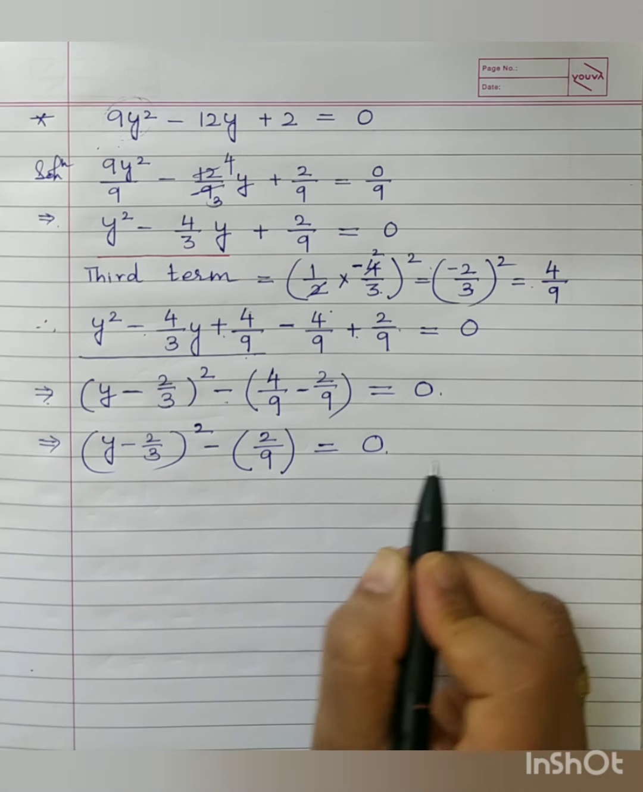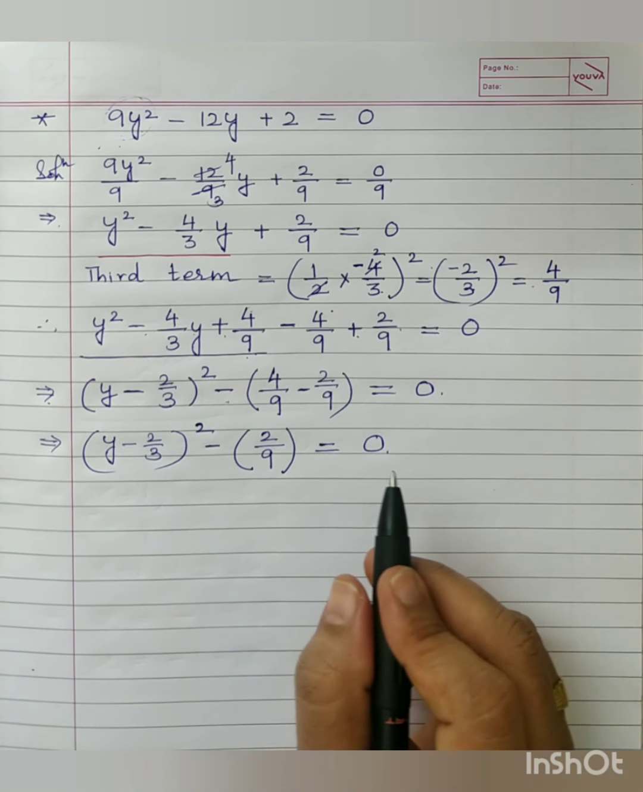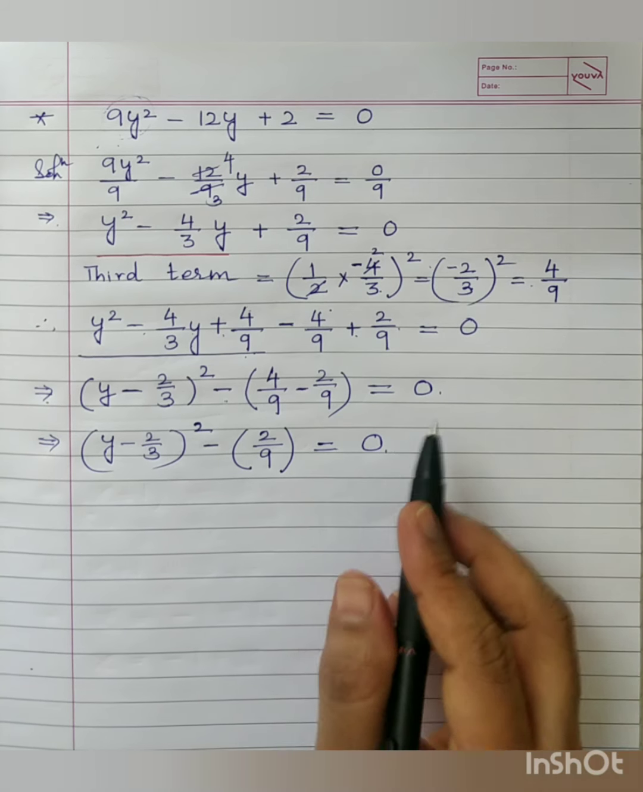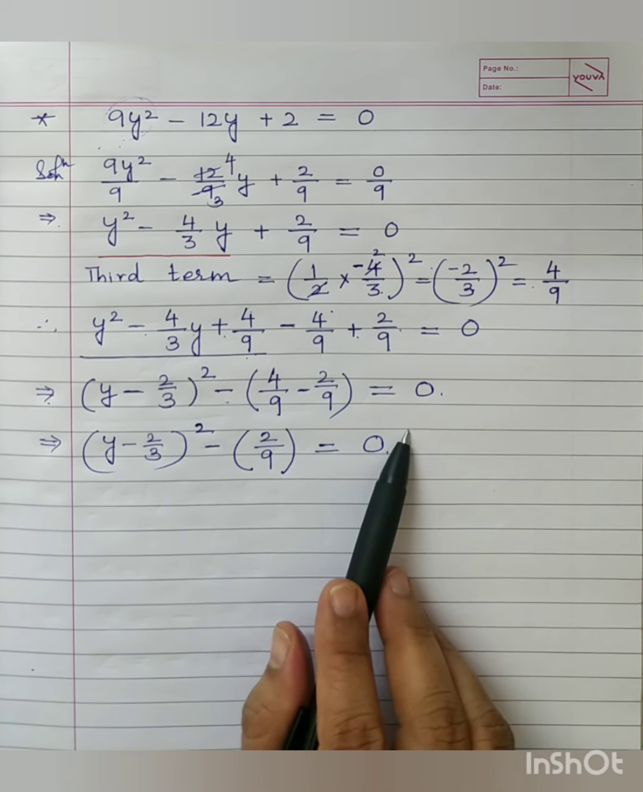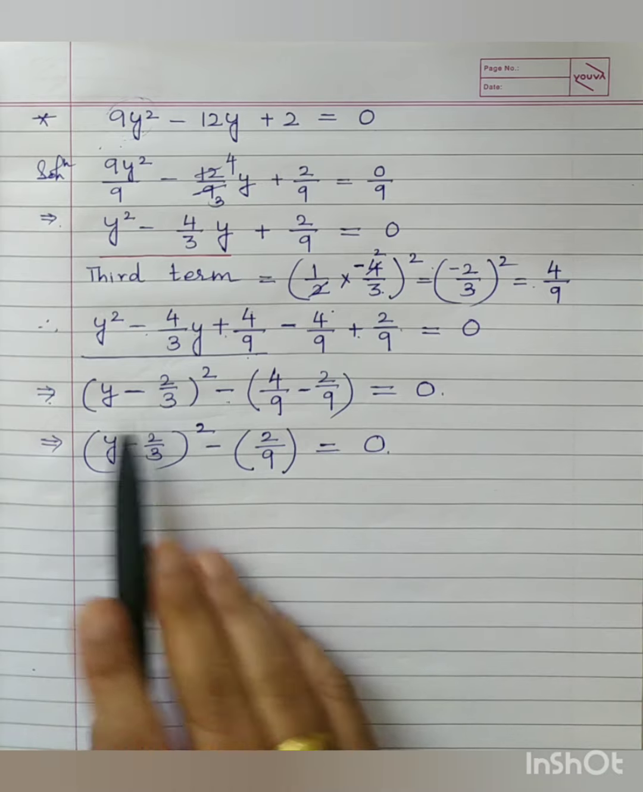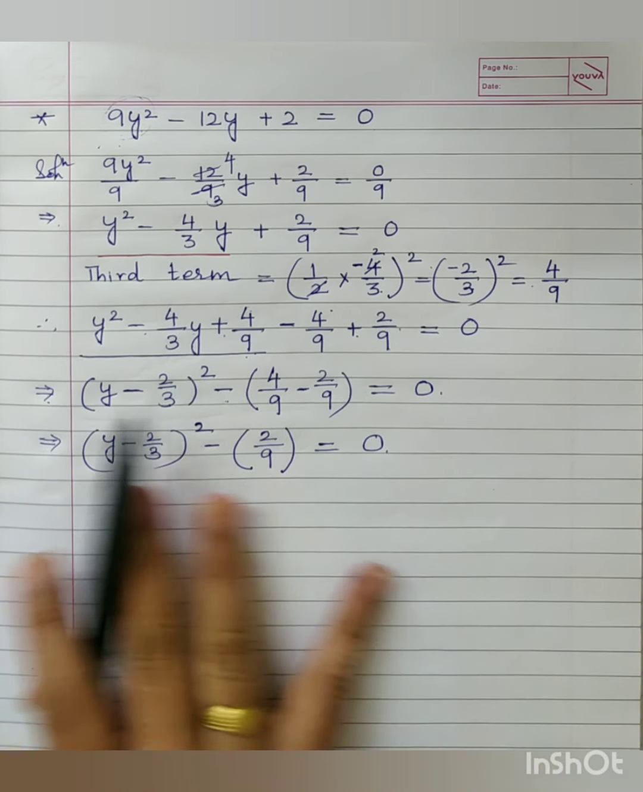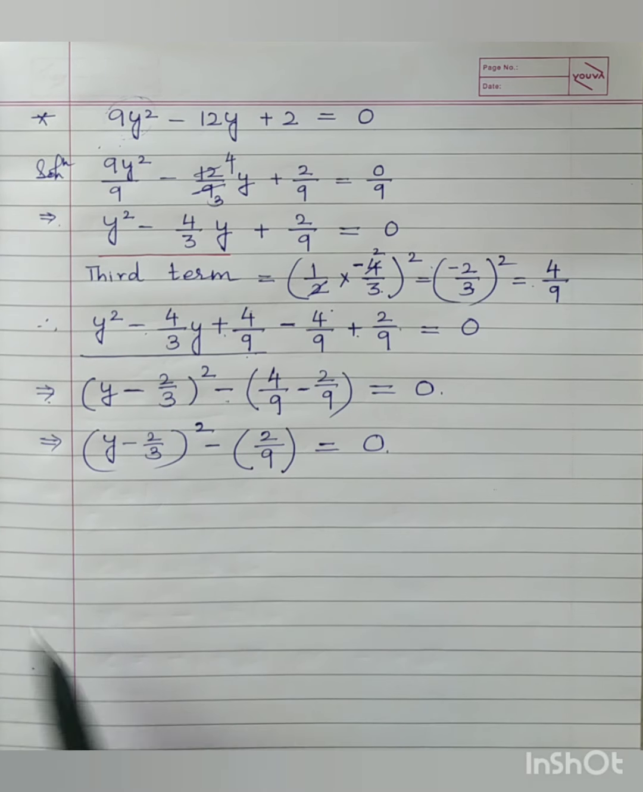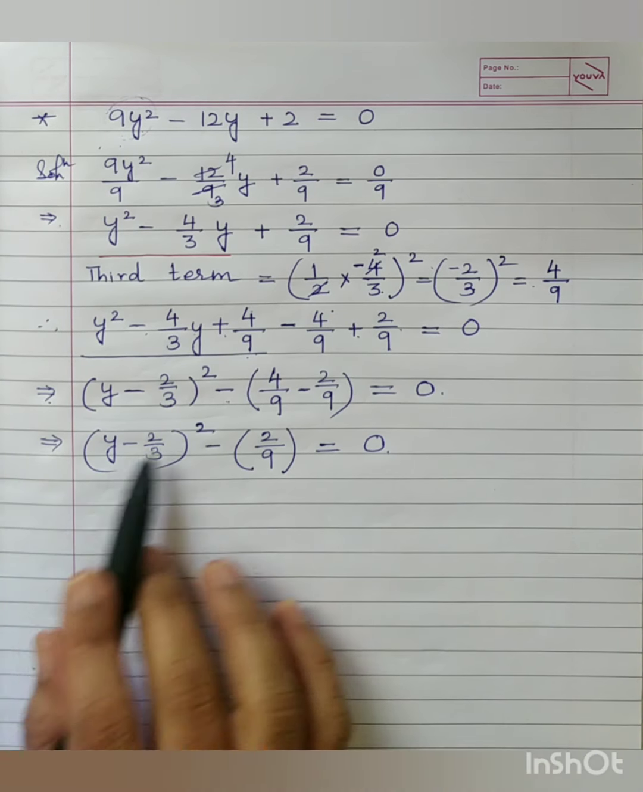Now here is the chain. Last sum, in order to make you understand easily, I have shown that you can shift this to the right hand side, take the square root on both sides and then find the value of y. Of course, that is the correct method and you will be awarded full marks for that. Whatever method the textbook is using, that method will do.